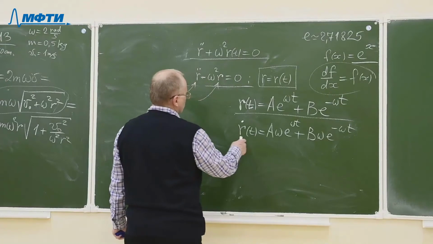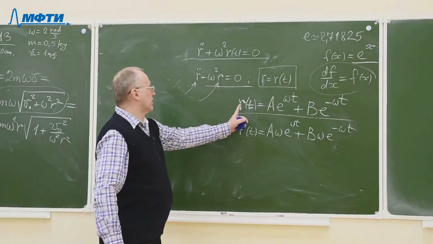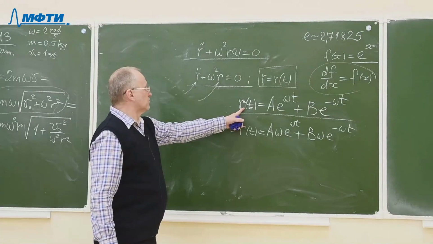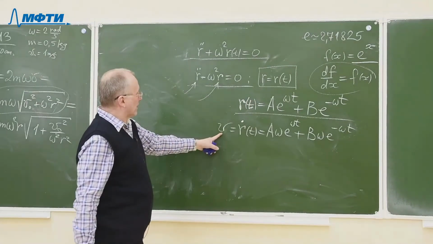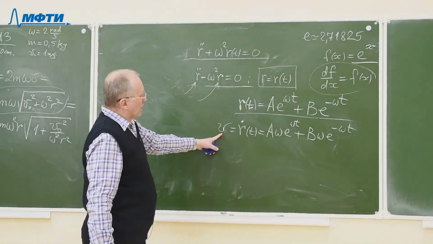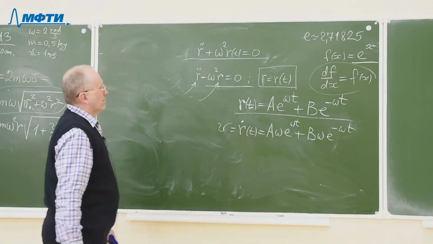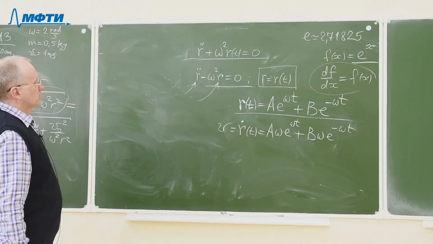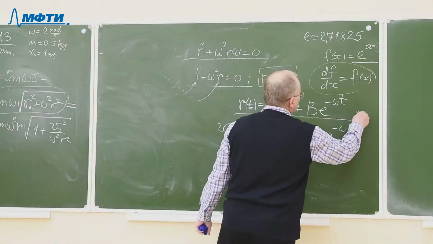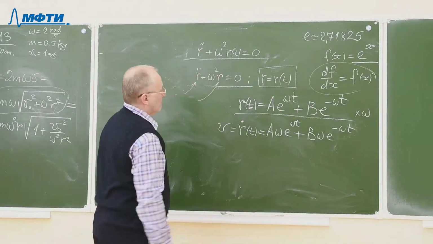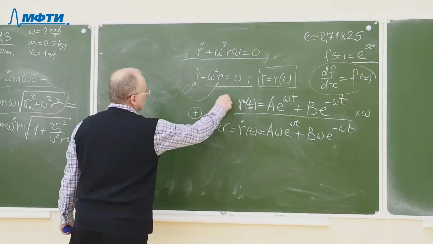Well, we have found here the distance of the ring from point A, from the axis of rotation, and the velocity of the same ring as a function of time. Well, what can be done? I will multiply the first equation by omega, and after that I will find the sum of two equations.